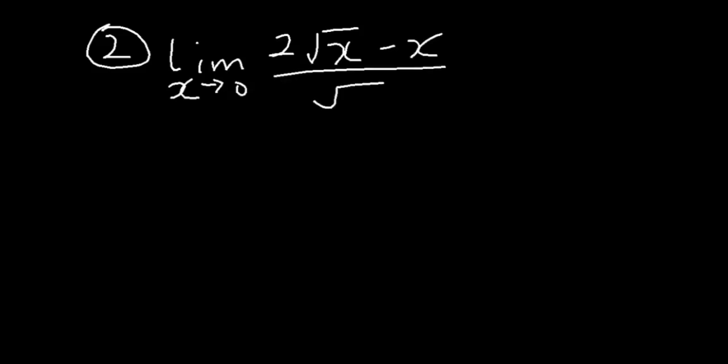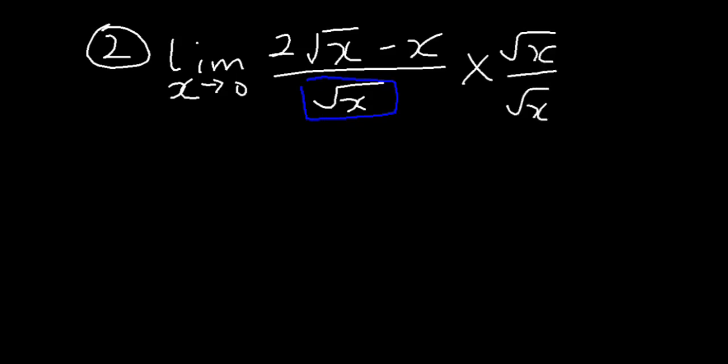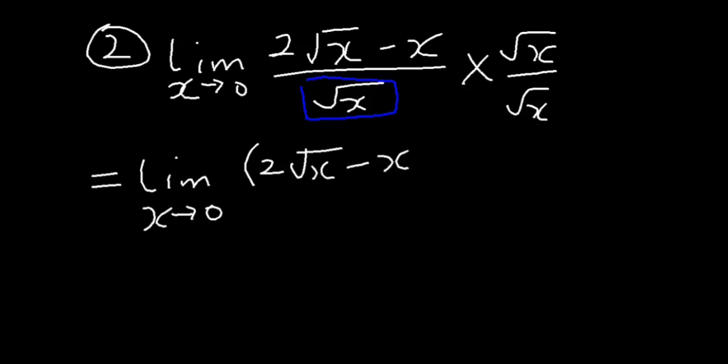Example 2: if we have the limit when x tends to 0 of 2 square root of x minus x over square root of x. For this one, you can see that in the denominator we have square root of x, and this will be very easy for us to use for our rationalization. So our limit will be 2 square root of x minus x times square root of x over square root of x times square root of x. This will be x.